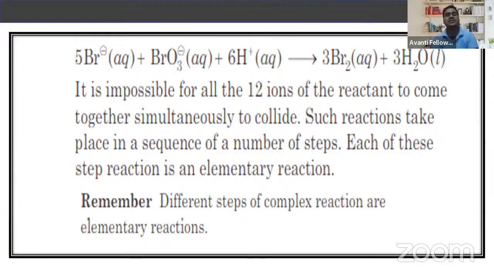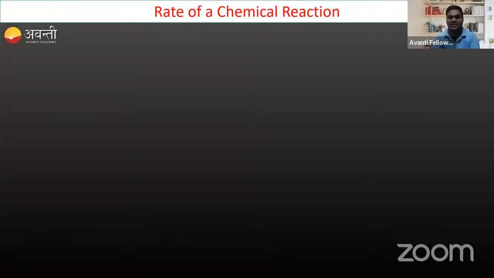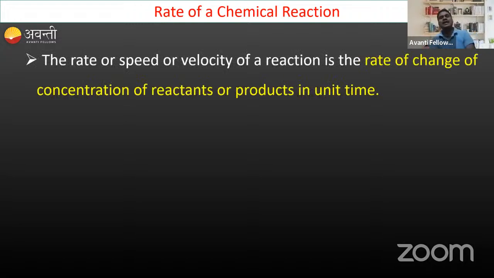Such a reaction takes place in a sequence of steps, and each of these steps is an elementary reaction. So remember this point: the different steps of a complex reaction are elementary reactions, right? So we got the basic idea about the difference between the elementary reaction and the complex reaction. A complex reaction is made up of several steps, and each individual step itself represents an elementary reaction, right?